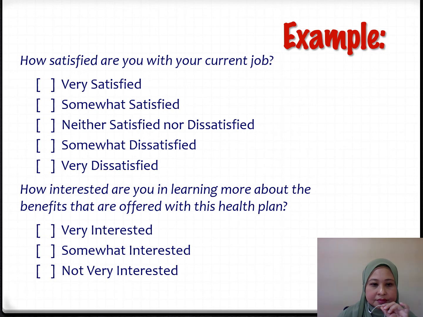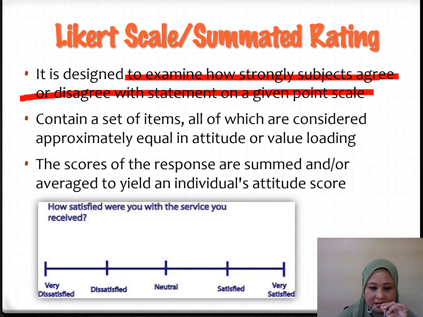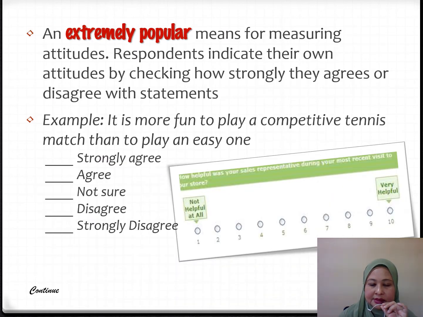Another example here. Likert scale. This is important if you choose a quantitative study, especially if you have a hypothesis. Because it's really designed to examine how strongly subjects agree or disagree with a statement on a given scale. It's a score that responds to an individual's attitude, and it has become extremely popular.